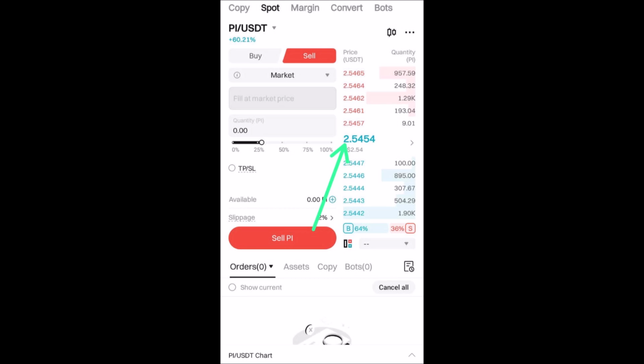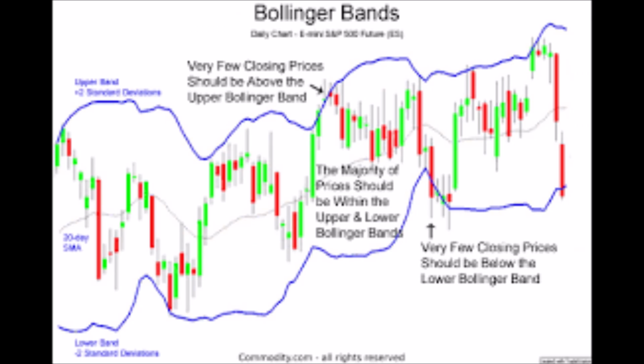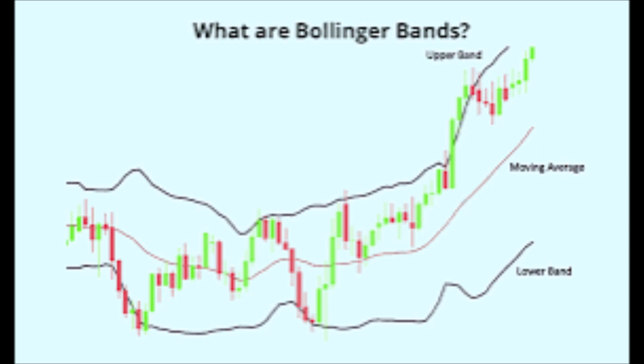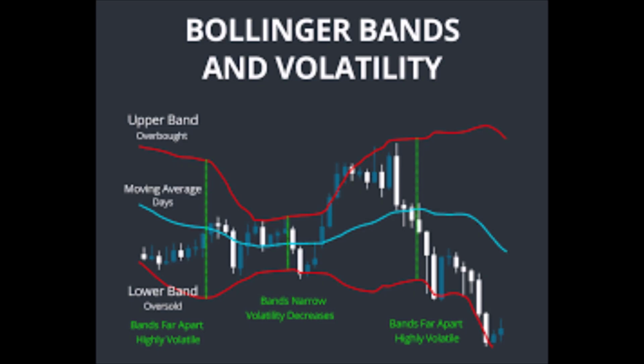Then another indicator is Bollinger Bands. Bollinger Bands consist of a moving average and two standard deviations. These bands expand and contract based on market volatility, helping traders identify potential breakouts or reversals.